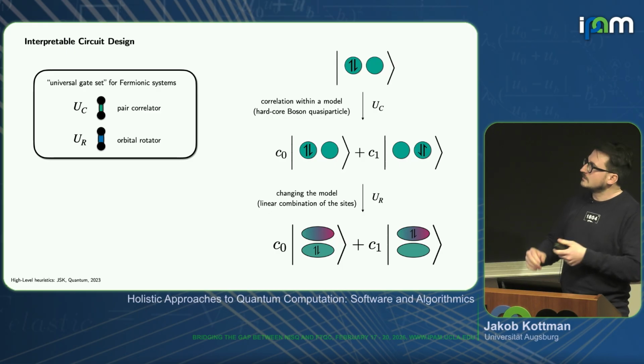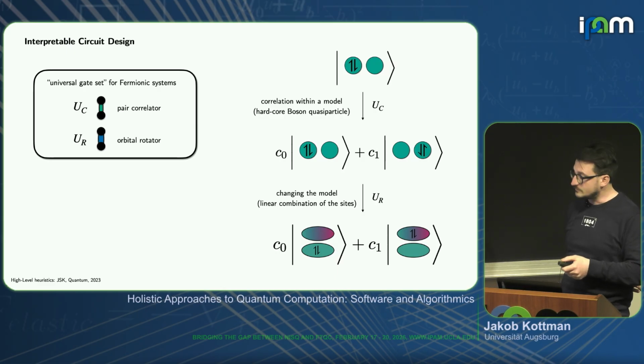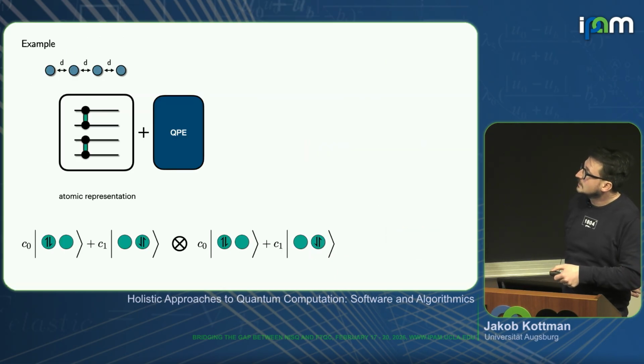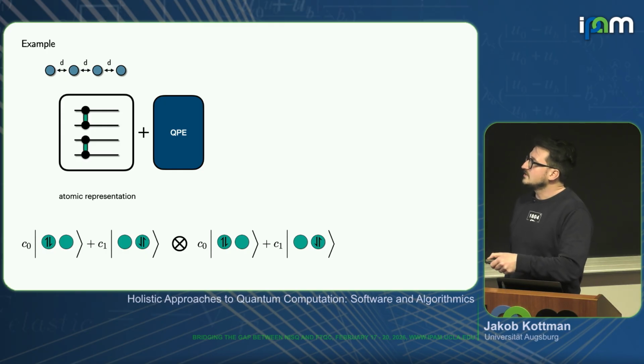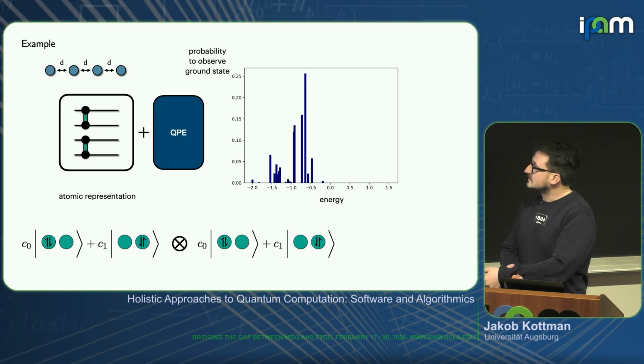If you glue this together, let's just use these two operators and try to initialize a good initial state. For example, we take 4 hydrogen atoms in a row and place these two correlators here. We initialize in some basis state with 4 electrons in the system, optimize this variationally, and then use it as an initial state for quantum phase estimation. So what would happen if we use this in an atomic representation? This is essentially the result.